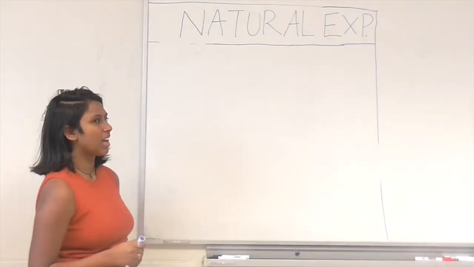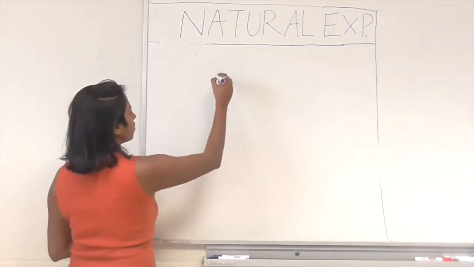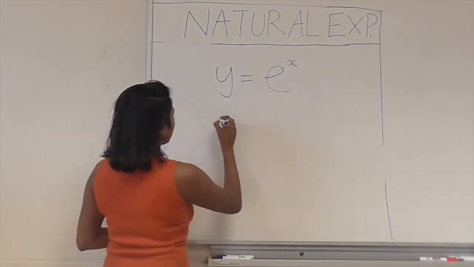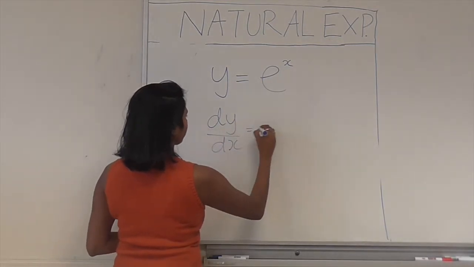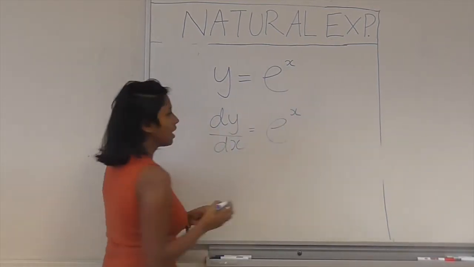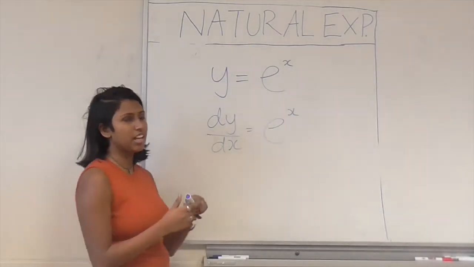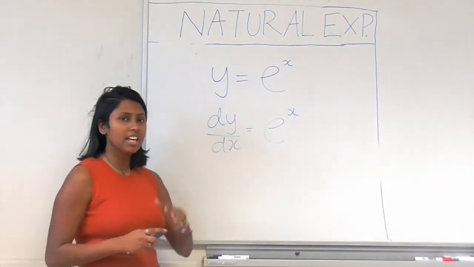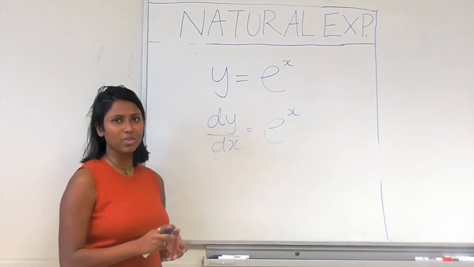So now we're going to look at how to differentiate natural exponentials. So if we have the function y equals e to the power x, the differentiation of that is also going to be e to the power x. But if we have a more complicated function instead of x, so for example x squared or 2x, then there is a different rule that applies, and we're going to explain that in the following video.